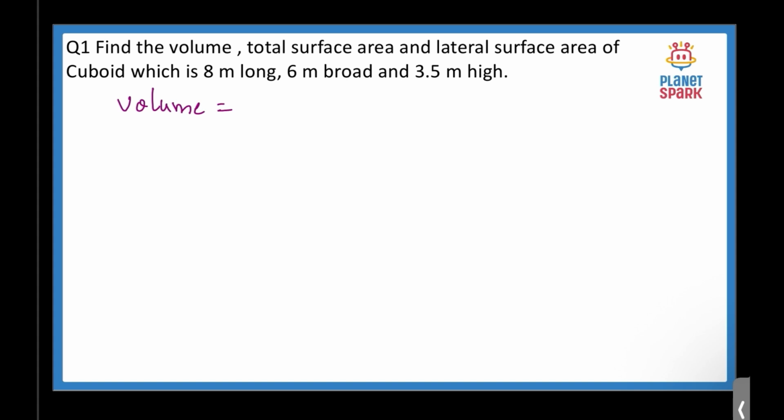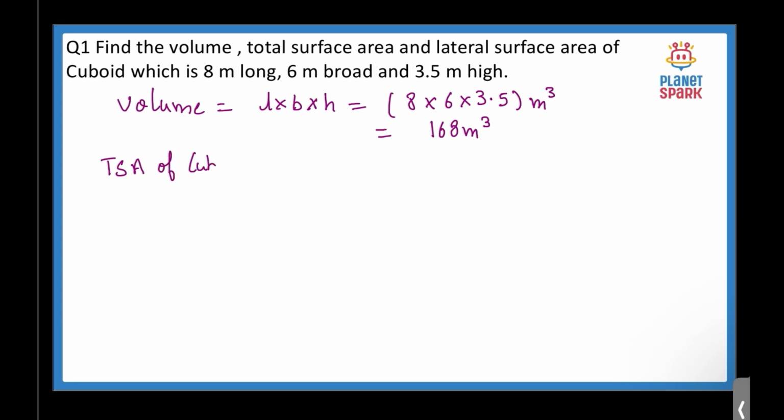Moving on to the question: find the volume, total surface area and lateral surface area of a cuboid which is 8 meter long, 6 meter broad and 3.5 meter high. Now the volume of a cuboid, the formula is L into B into H. Length is 8 meter, breadth is 6 meter, height is 3.5 meter. Volume is always written in meter cube because there are 3 dimensions that we are multiplying: length, breadth and height. So my answer is 168 meter cube.